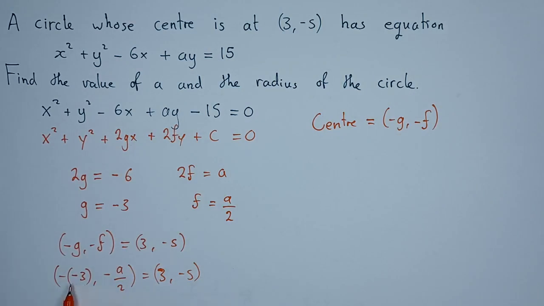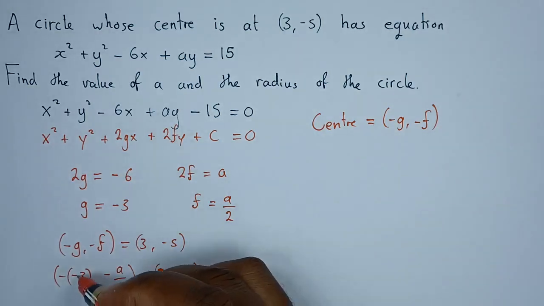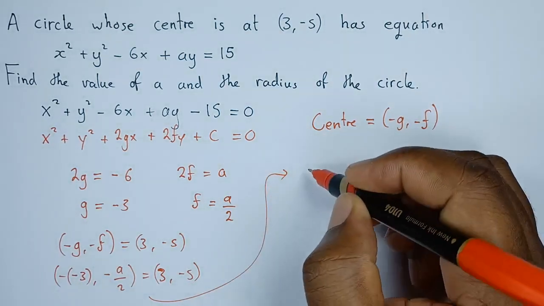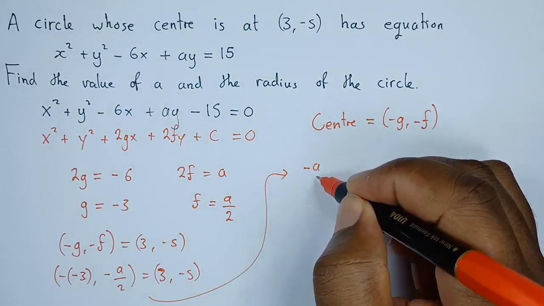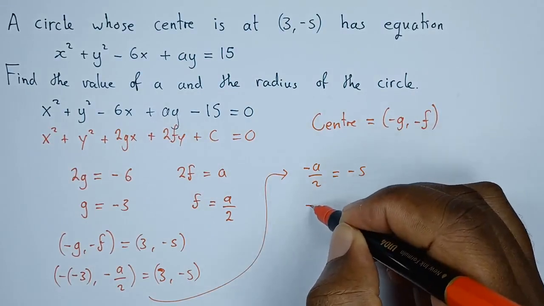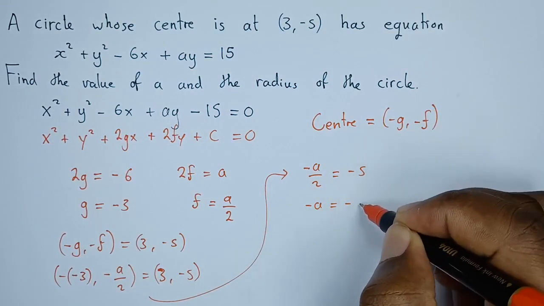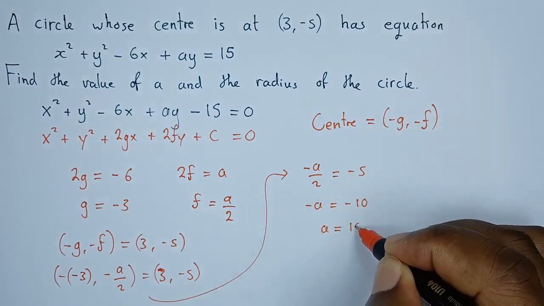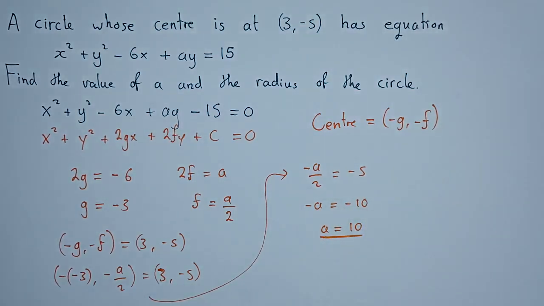So at this stage, it's obvious that this 3 is equal to this 3 that we have here, meaning that if you bring it here, we can say that negative a over 2 is equals to negative 5. So if you cross multiply, negative a is equals to negative 10. Hence, the value of a is simply equals to positive 10, like that. So that's how we find the value of a.